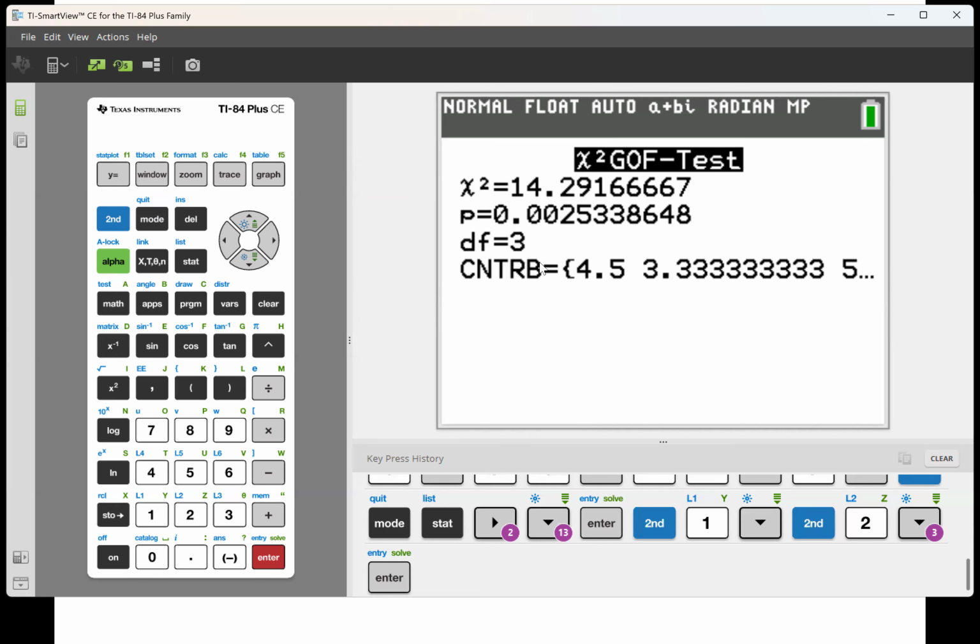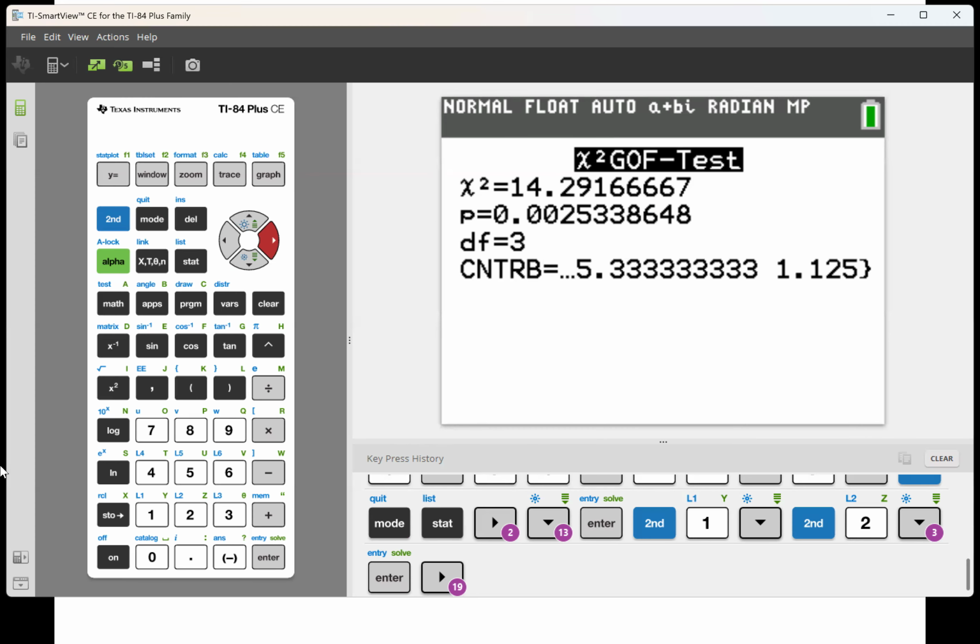Now I want you to look at that last row there. The last row, this CNTRB, and I actually do not know what that stands for. I should probably Google it. But this row right here are your squared Pearson residuals. So this is O minus E squared divided by E. You remember on our slide, when we took O minus E and we squared it and we divided by E, we got 4.5. And if I just arrow over, I can see all the squared Pearson residuals. So if you don't want to calculate them, your calculator will calculate them for you using the chi-squared goodness of fit test.